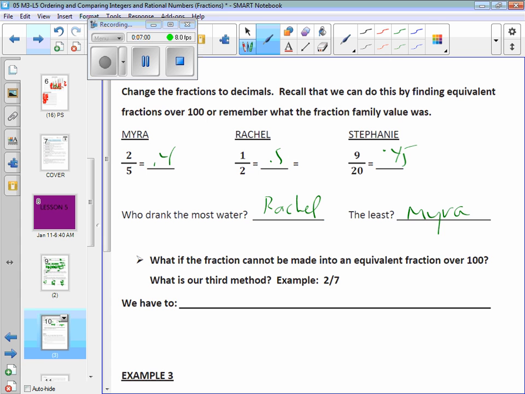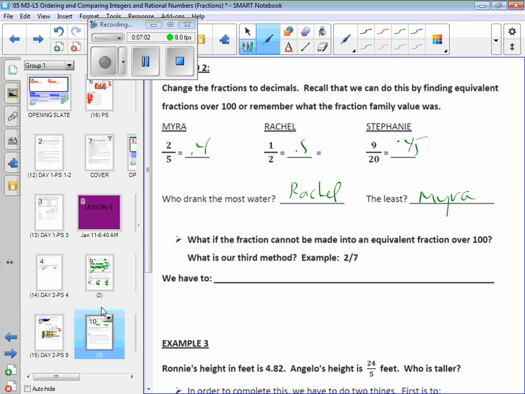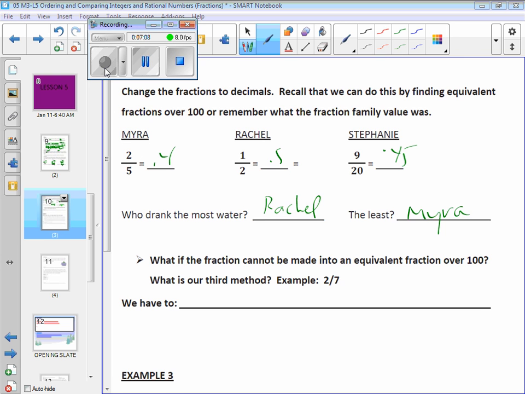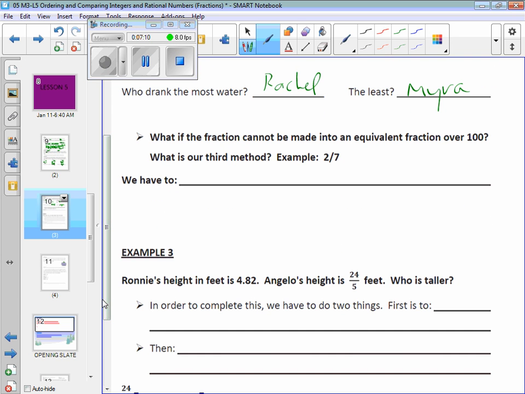All right, now next question. What if you get a fraction like 2/7? Hold on. All right, I'm sorry. If you get a fraction like 2/7, what should you do if you need to change it to a decimal? Who remembers? It's kind of on this week's review sheet also.